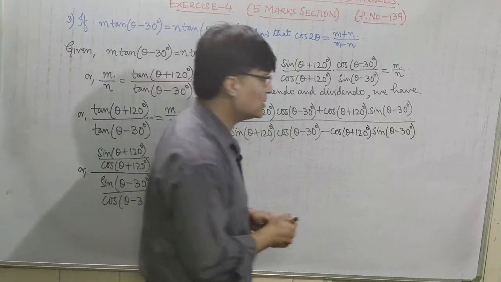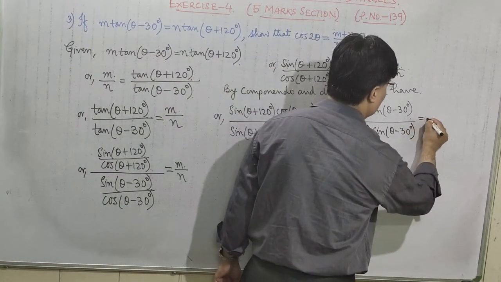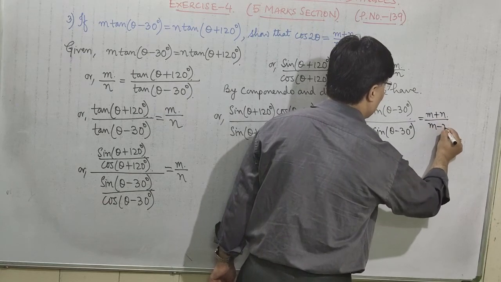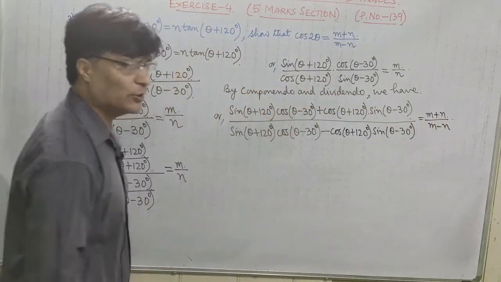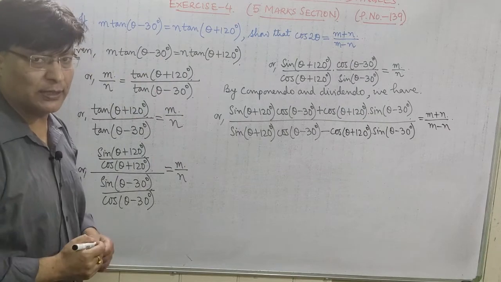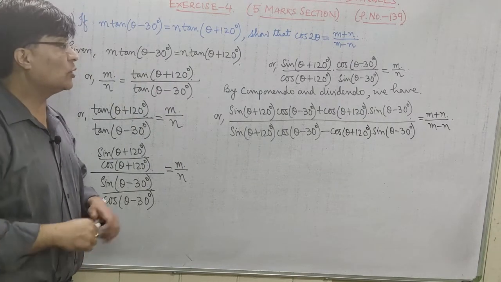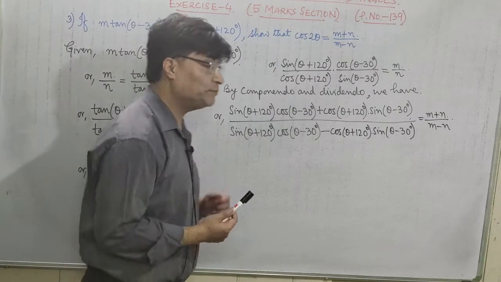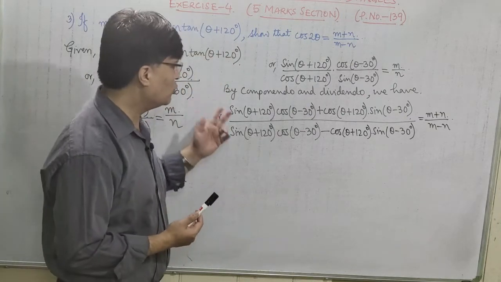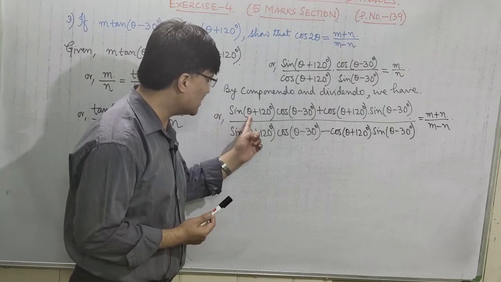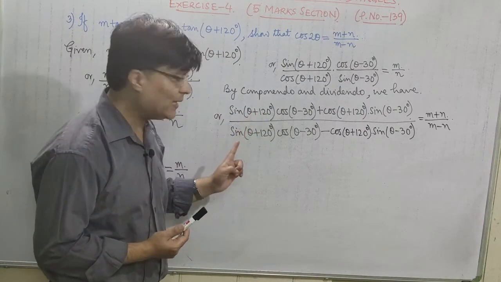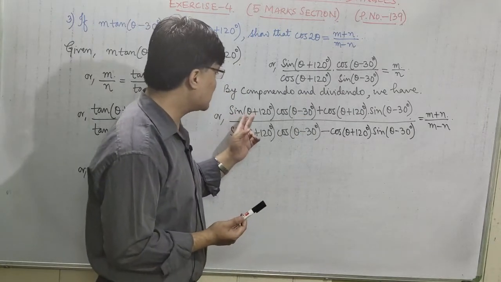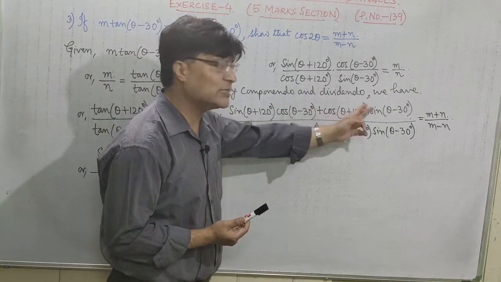Similarly, what is there on the right hand side? On the right hand side you have to write m plus n divided by m minus n. So this is your componendo and dividendo. Is that clear? So next, what will you do in the next step? Now here, in the numerator, if you take theta plus 120 degree as A and theta minus 30 degree as B, so this will be sine A cos B plus cos A sine B.